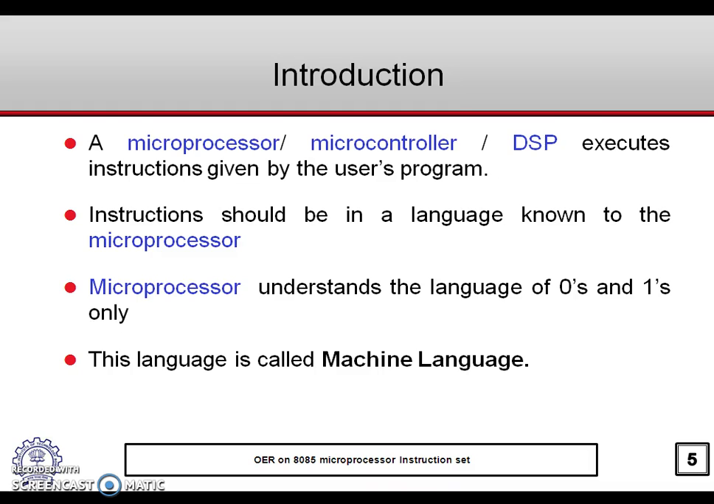Now let us start with the introduction of assembly language and machine language. A microprocessor or microcontroller or DSP is a hardware which executes instructions of the program. The program is written by user and it is stored in the memory. Now instructions should be in a language known to the microprocessor. Microprocessor understands the language of zeros and ones only. This language is called machine language.